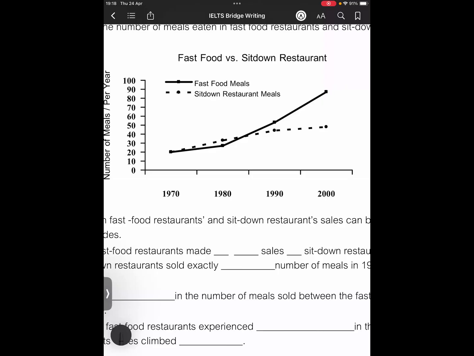If you look at it from a broad perspective, you would notice that the value at the end of the period, which is in 2000, for both businesses, is greater than the value that they had in 1970. So despite the shape of the line, it's clear that both types of restaurant did okay business because the sales went up from 1970 to 2000.